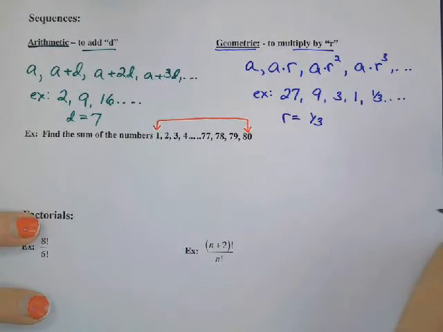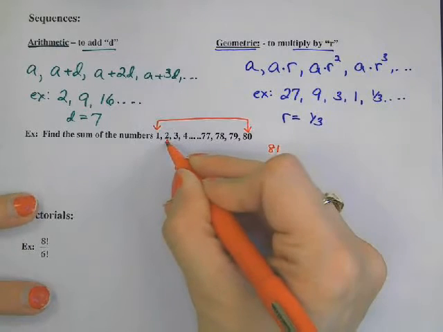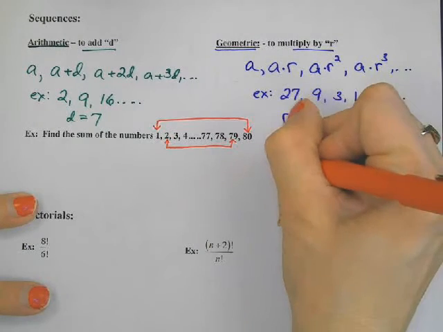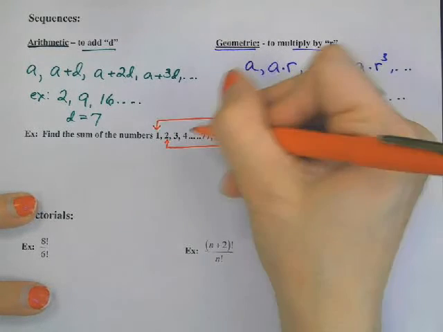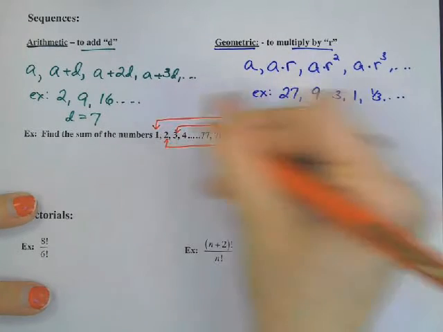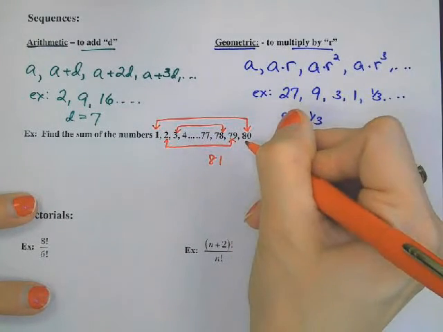So what's 1 plus 80? That's 81. How about the second smallest with the second largest? What's 2 plus 79? Also 81. Okay, 3 plus 78. Also 81. So what's going on here? Every time you pair them up, it makes 81.